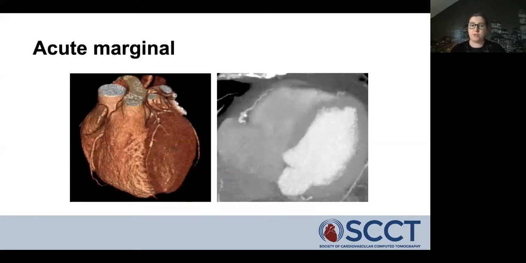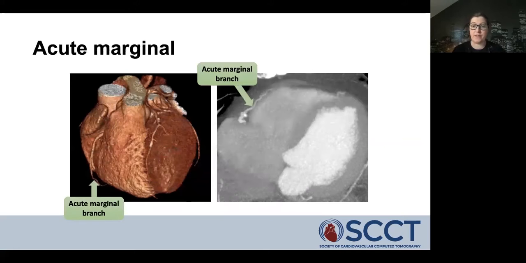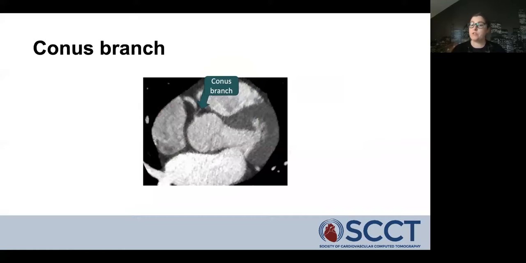The main branch that you'll find in the right coronary artery is the acute marginal branch, and that's this little branch. It's often quite small, can be big in some people, and it goes along the acute margin of the heart. So that's the anterior right ventricle that it's going across. There's also sometimes another little branch of the right coronary artery, the conus branch, supplying that top part, the pulmonary conus area, the infundibulum. That normally comes off the proximal right coronary artery, sometimes comes off the aorta itself, and it's a tiny branch.